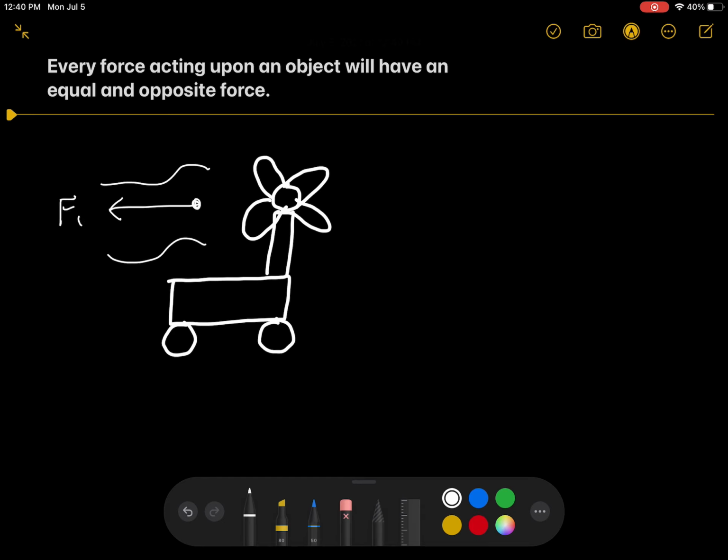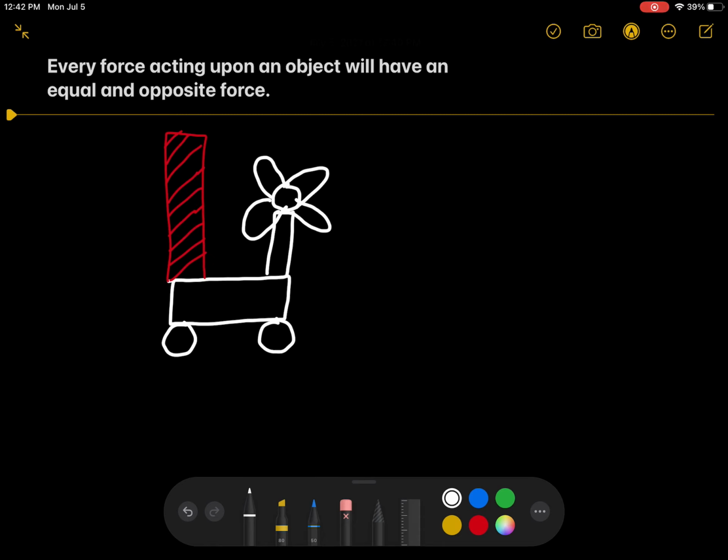And because of this, again according to Newton's third law of motion, there will be an equal and opposite reaction force in the opposite direction, which is also equivalent to F1. Because of this equal and opposite force, the cart starts to move to the right.